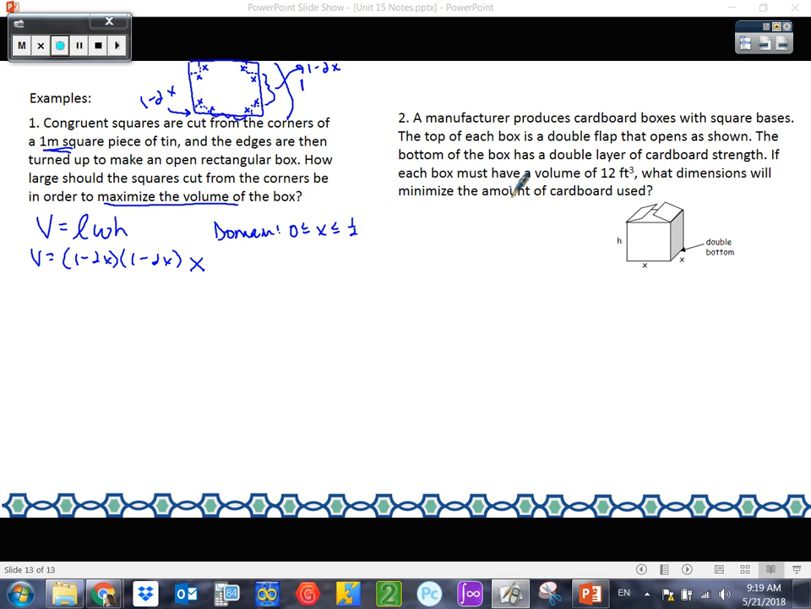So what would we do? We have our domain, we have our function. We really need to multiply all that out to make it much easier, because we're going to have to take the derivative. We're going to be using the product rule to take the derivative. So I just FOILed it out and then multiplied by x. Hopefully we're okay. I'm just going to write what we got, which would be 4x cubed minus 4x squared plus x. Okay, so that's our volume equation.